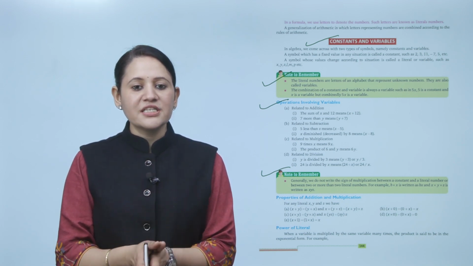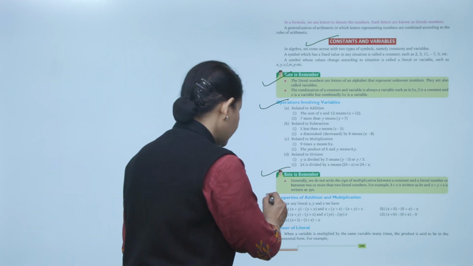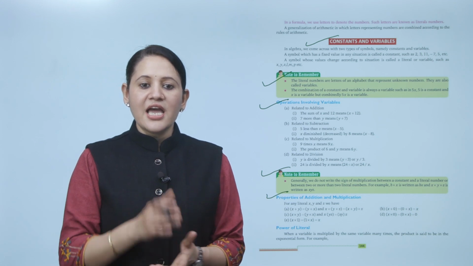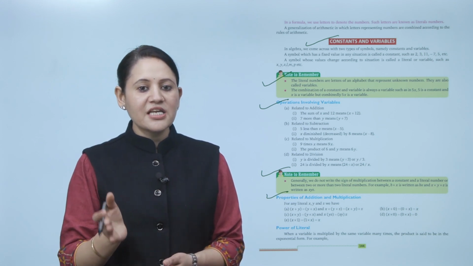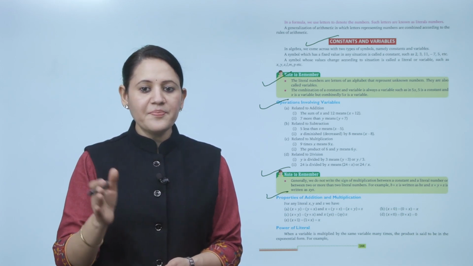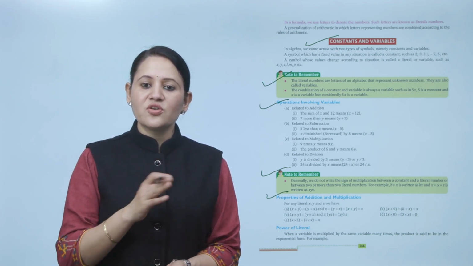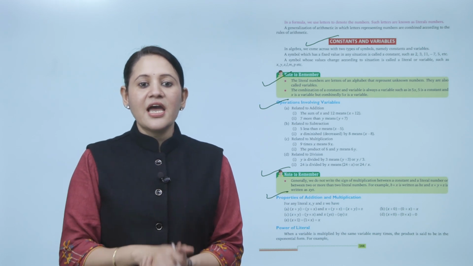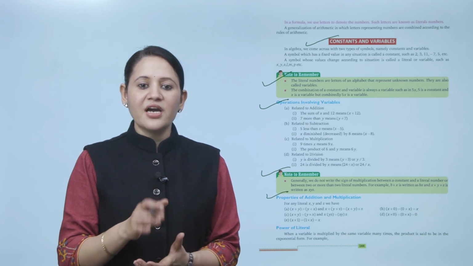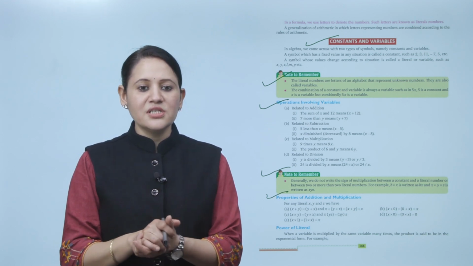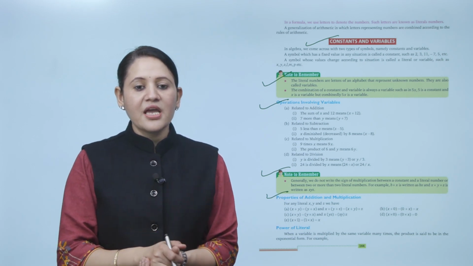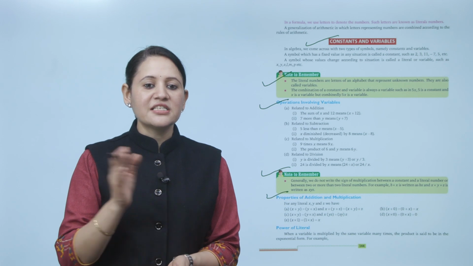Next is properties of addition and multiplication. For any literals x, y and z, we have x plus y equals y plus x, and x plus y plus z equals x plus y plus z. Clear? x plus 0 equals 0 plus x equals x. x into y equals y into x, and x multiplied by yz equals xy into z. x into 0 equals 0 into x, that is equal to 0. x into 1 equals 1 into x, that is equal to x.